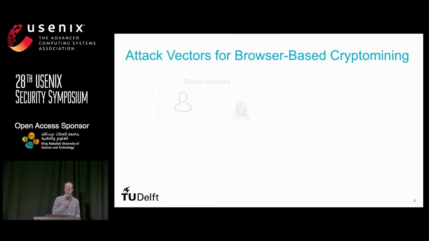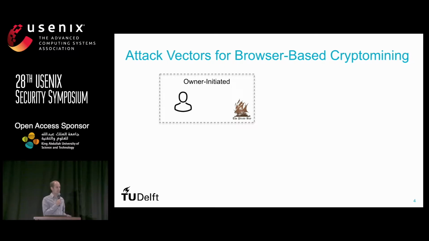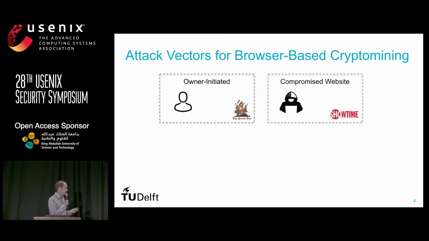The first one is pretty straightforward: website owner initiated. For example, on the Pirate Bay, the owners of this website were looking for new ways to earn a profit, and they deployed a crypto miner on their website to let their visitors mine for Monero. But we've also seen attackers hacking often popular websites and doing nothing more than just installing a crypto miner which mines for them, and thereby using the visitors of this website as miners. We've seen this at CBS Showtime, which was recently hacked.